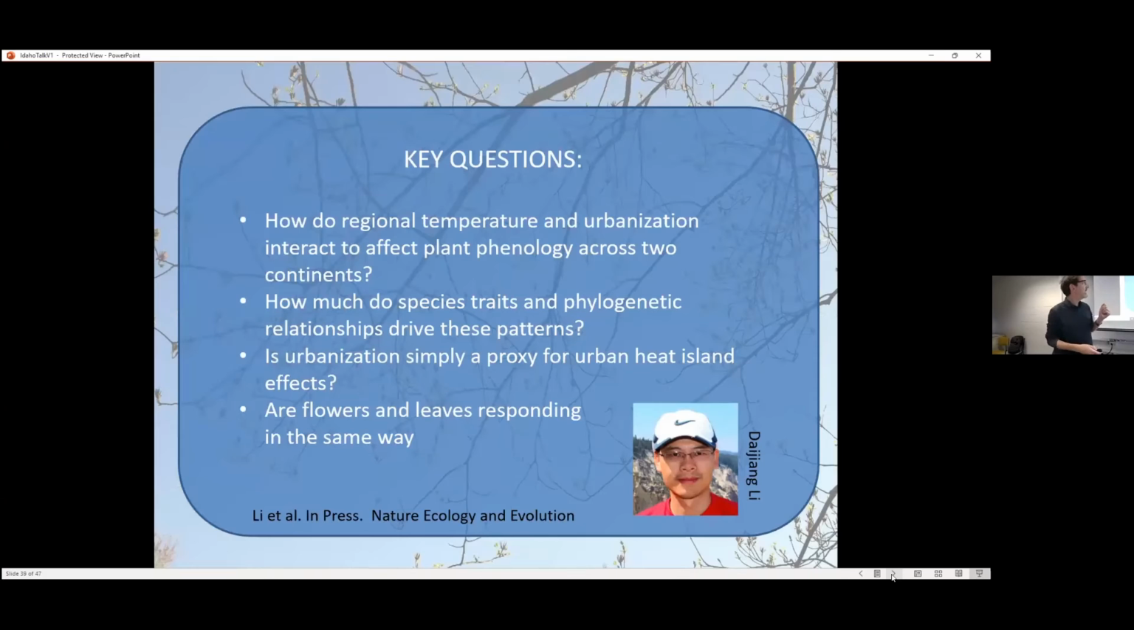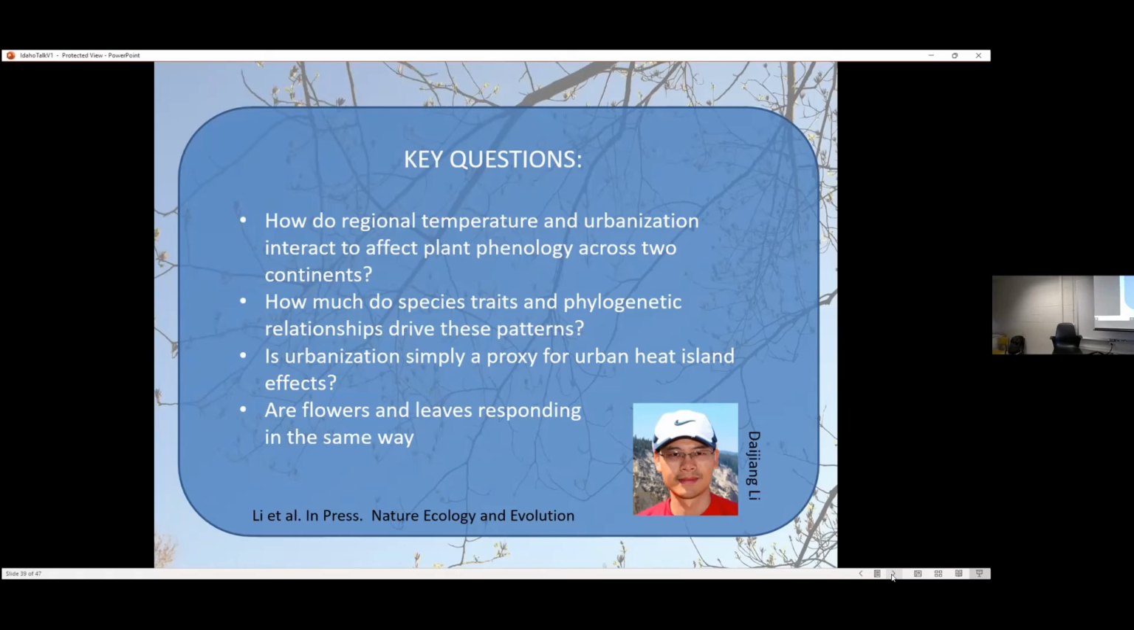Super straightforward. So we basically were interested in asking, does regional temperature and urbanization interact to impact phenology across continents? And we also wanted to know if we could look at species traits and phylogenetic relationships here. How does that matter for what we see in terms of the signal? I'm not going to cover the trait side, but I will cover the phylogenetic side. And then, is there more than just urban heat out here? Is that the real story? Because people basically said it's all about urban heat.